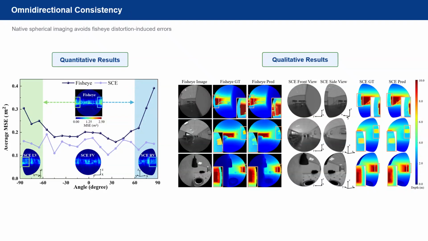Fisheye-based predictions tend to accumulate larger errors near the periphery because the planar projection is heavily distorted there. In contrast, SCE captures the scene directly on the sphere, and the network processes it on HEALPix. This leads to more uniform errors across viewing directions and better peripheral depth estimation.